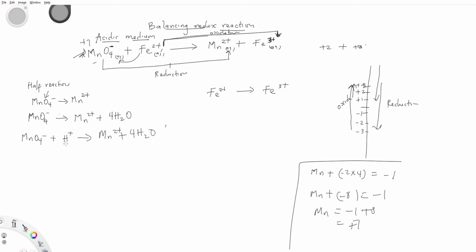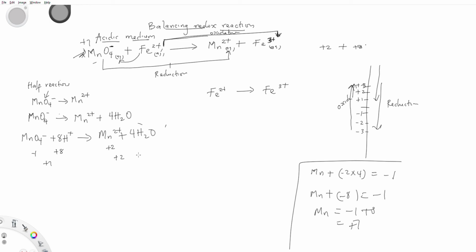Now hydrogen is 8 here, so I need to make it also 8 here so that it's balanced. Now I have balanced the matter. I also need to balance the charge. Now the charge on this side, -1 plus 8 plus 2, we have plus 7 here, you have plus 2 here. And I need to balance the charge. I need to make them the same on both sides.